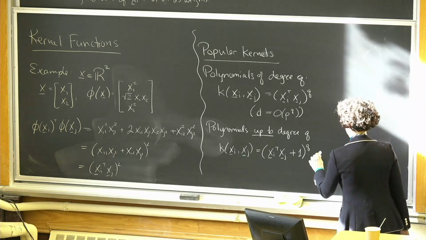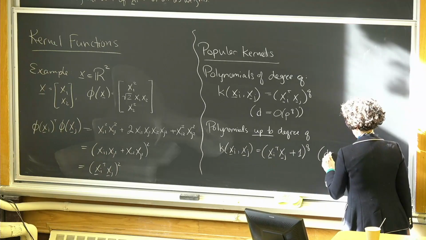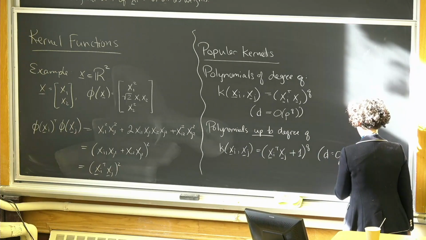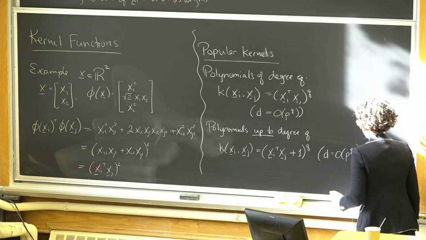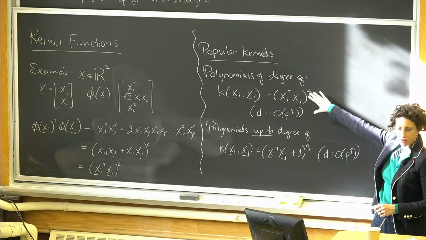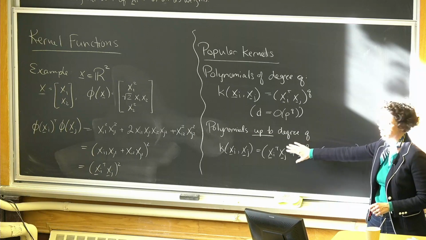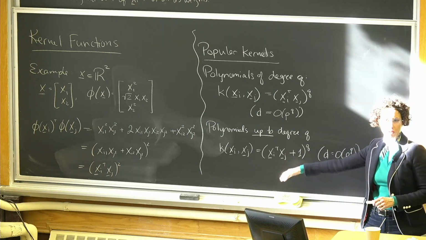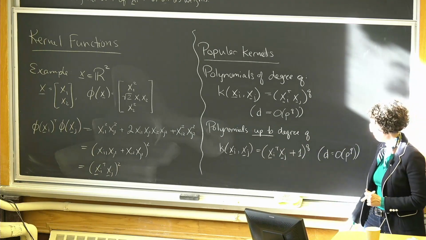We still have in this setting that the dimension of the phi space would be on the order of p to the q. But the earlier kernel is like saying we're only going to have quadratic monomials, and this one is like saying we would have quadratic, but also all the linear versions and also all the 0th degree or constant version.